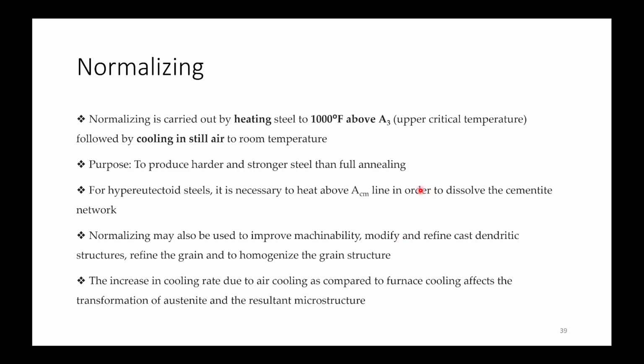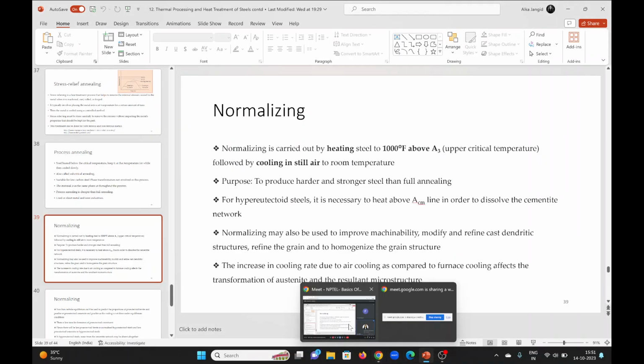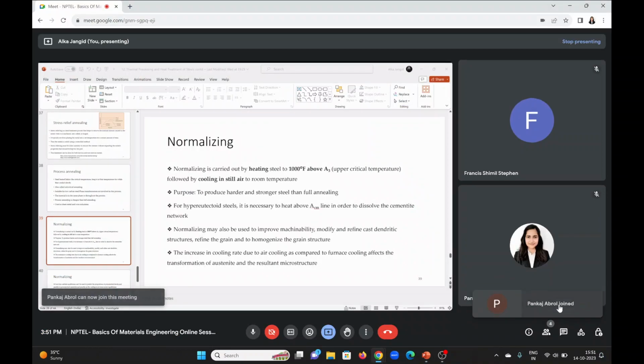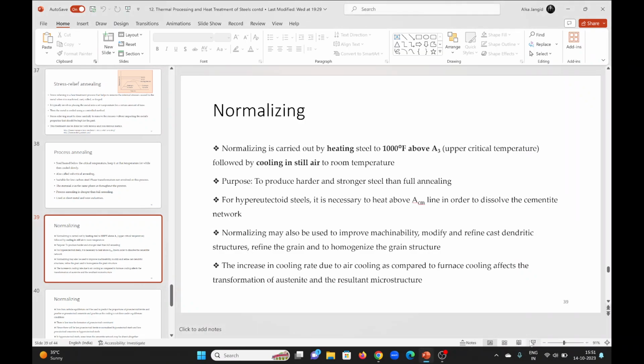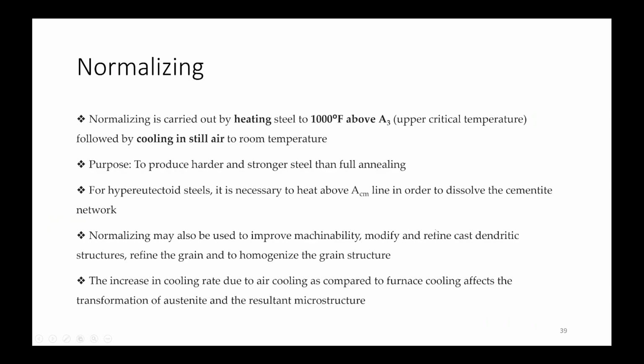So cementite is dissolved in this case because it is a non-equilibrium type of cooling in the case of normalizing. So more carbon can be dissolved in your pearlite. So there can be a case where there won't be any cementite formation even in a hypereutectoid composition.